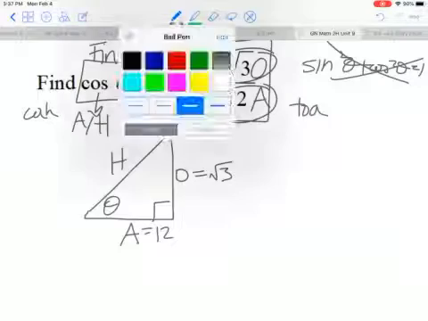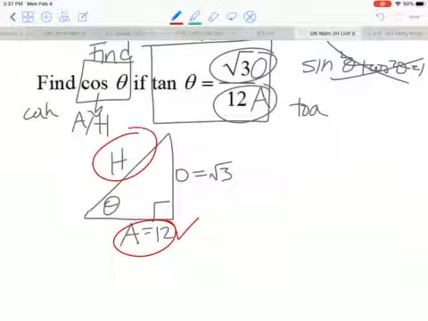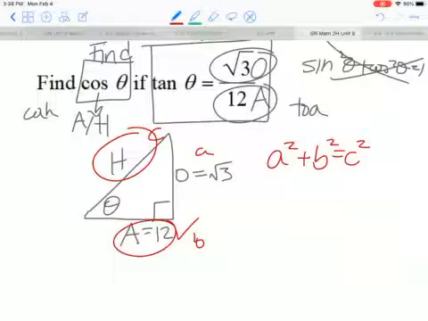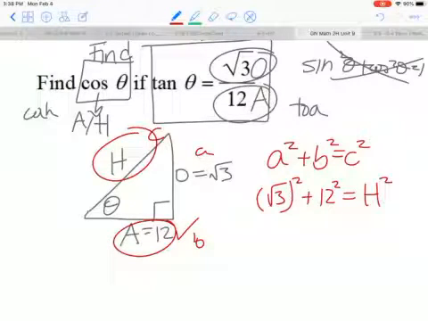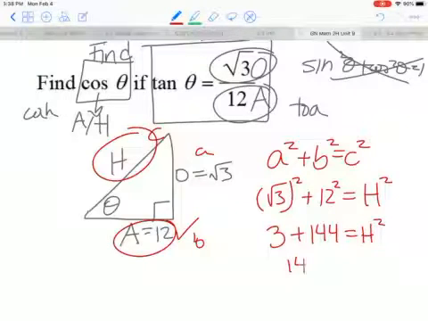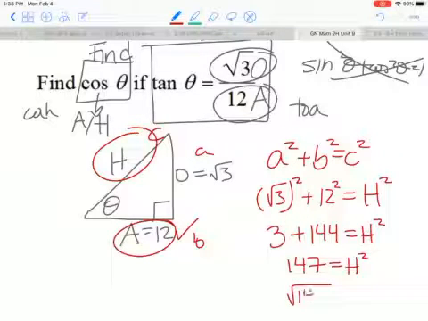And we have A, we don't have H. So what we're actually going to do is do the Pythagorean theorem on this. So we've got radical 3 squared plus 12 squared equals H squared. So we get 3. When you square a radical, you get 144. So H is radical 147.